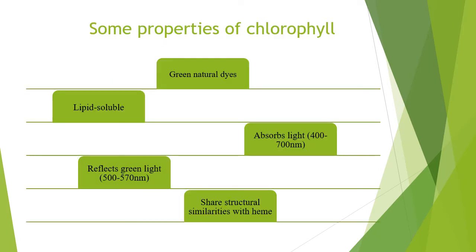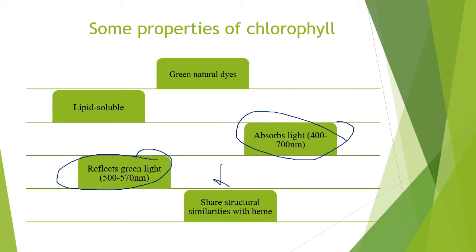Talking about some more properties of chlorophyll, you can call this pigment a green natural dye because it really finds its application in dyeing purposes also. The natural chlorophyll which is present in plants is lipid soluble in nature and it absorbs light in the range of visible wavelength, which is 400 to 700 nanometer, and reflects green light in the range of 500 to 570 nanometer, which is why the leaves appear green in color, which we have also discussed in our last video.